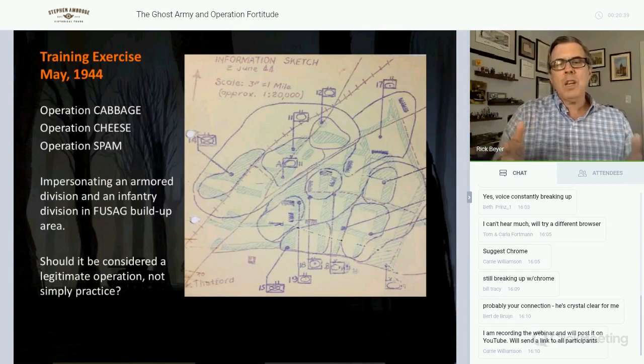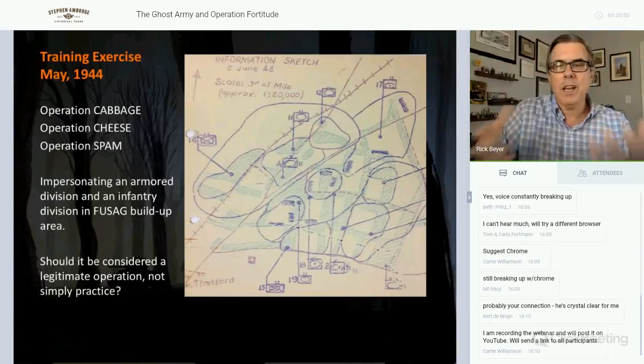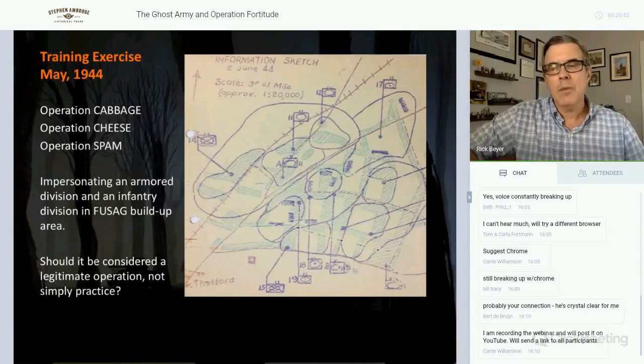And so the question kind of arises, is it really fair to call this simply a training exercise, if it happened in the area where we're trying to convince the Germans that there was a buildup? Or should we say it really is part of Operation Fortitude, and should we perhaps consider it the Ghost Army's first legitimate operation?